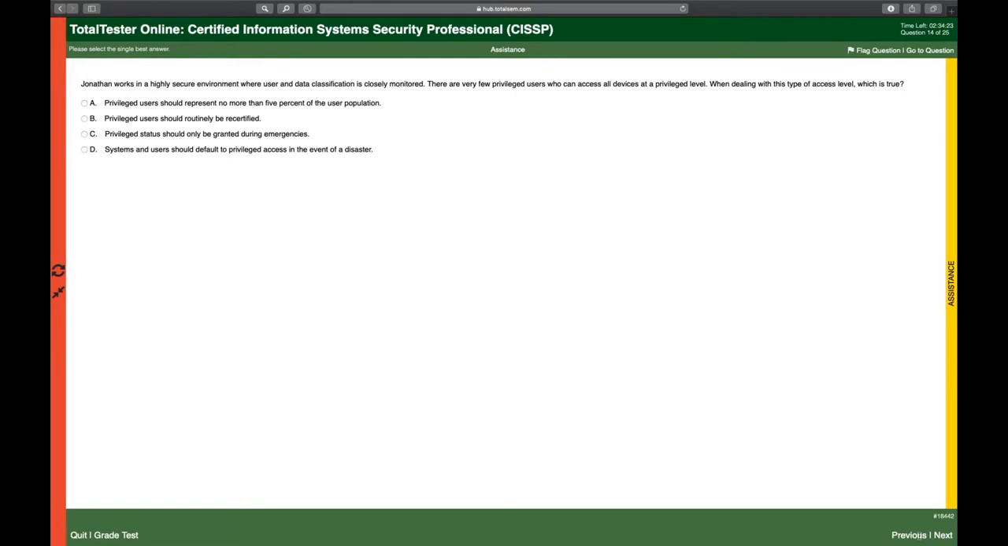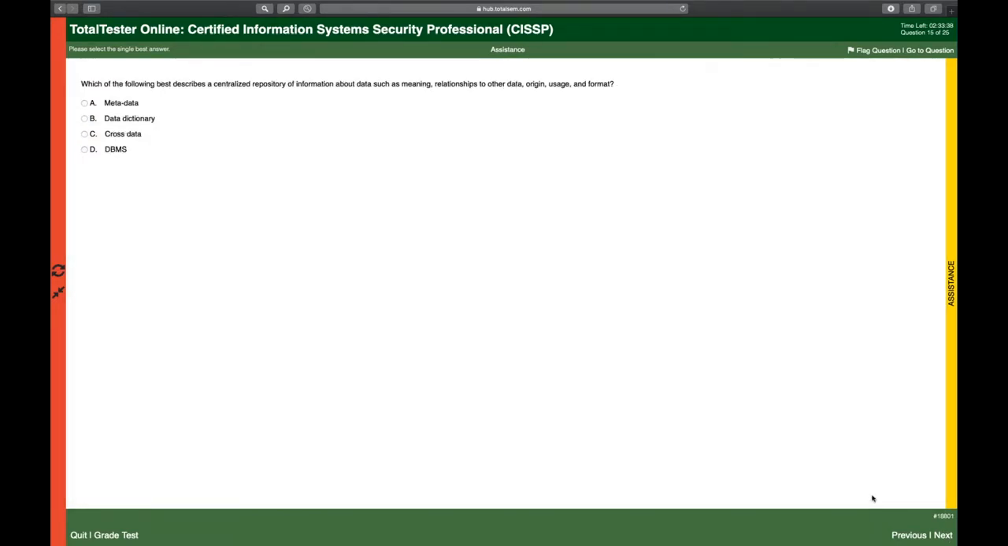All right, number 14. Jonathan works in a highly secure environment where user and data classification is closely monitored. There are very few privileged users who can access all devices at a privileged level. When dealing with this type of access level, which is true? I am ready. All right, anyone ready? I'm ready. Bravo. Yeah, go for Bravo. I think that's pretty obvious.